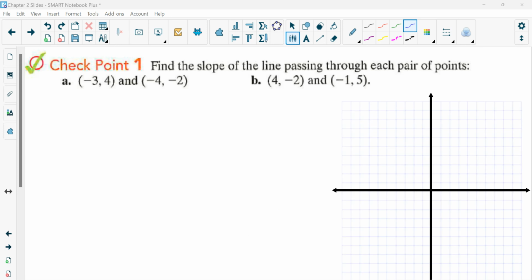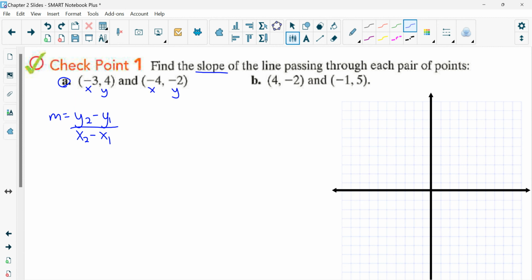All right, so our first checkpoint just says find the slope. So if you're writing your notes, I would just write slope, and then you can write these ordered pairs, -3, 4, and -4, -2. And so when you're finding the slope, remember we are using that slope formula, m equals y2 minus y1 over x2 minus x1, which means we have to label our points. Remember, ordered pairs go x, y.